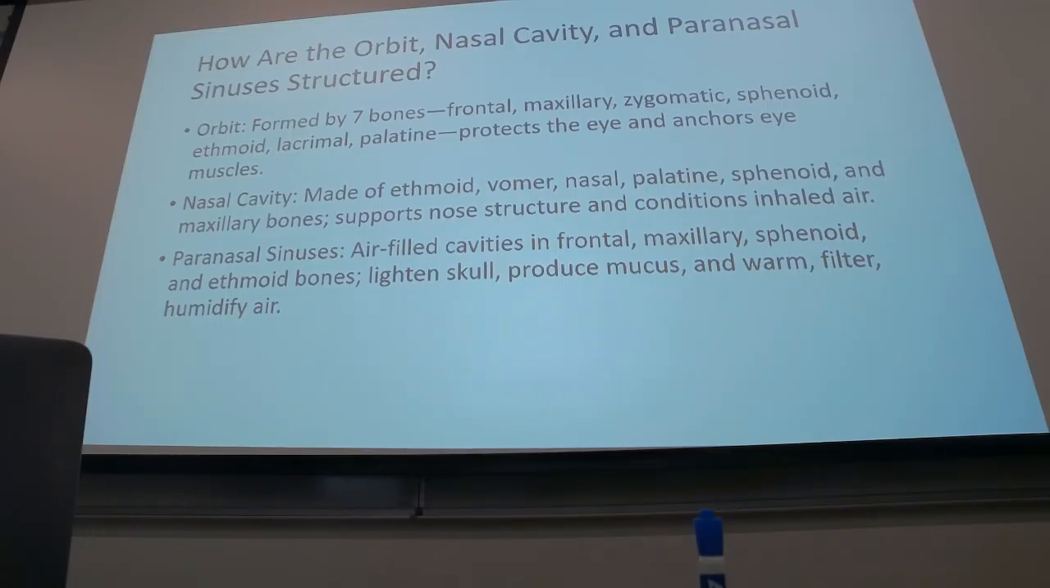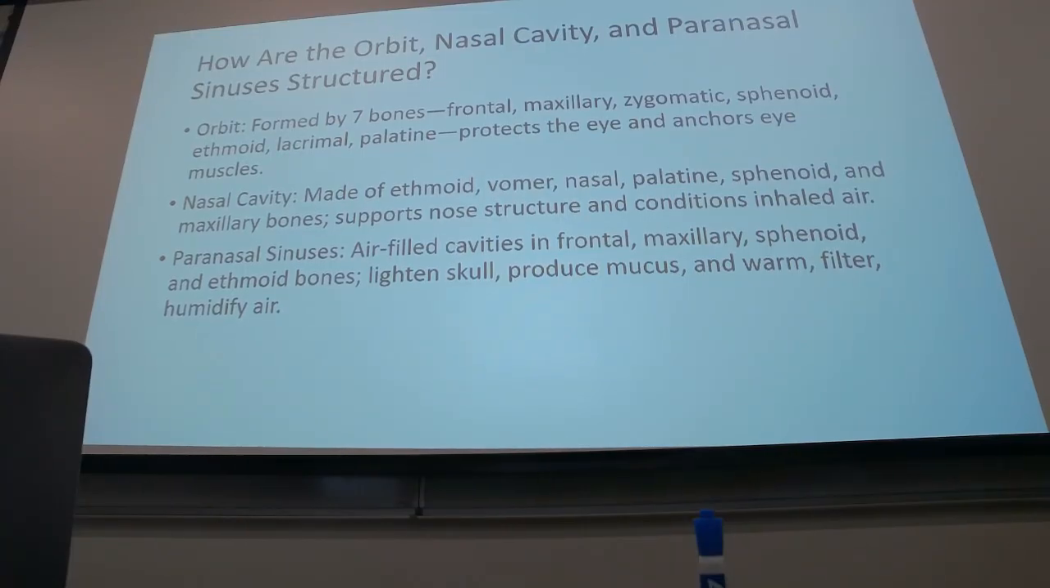And then surrounding this nasal cavity, we have the paranasal sinuses that drain into the superior and inferior nasal meatuses, which are below the superior and middle nasal concha. Functions of the paranasal sinuses are to produce mucus, filter and humidify the air, warm the air, lighten the skull, and help give resonance to our voice.